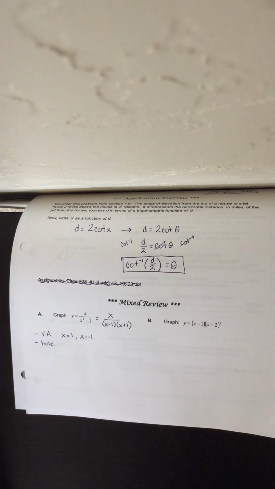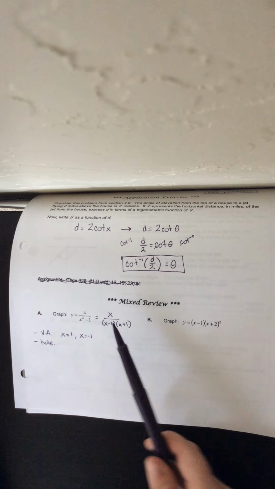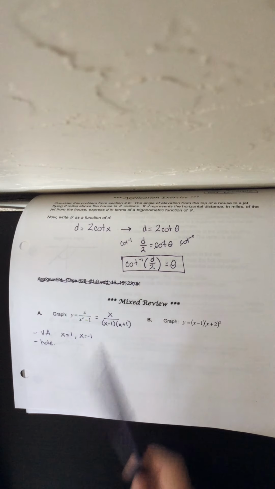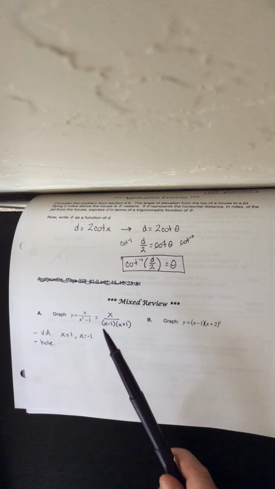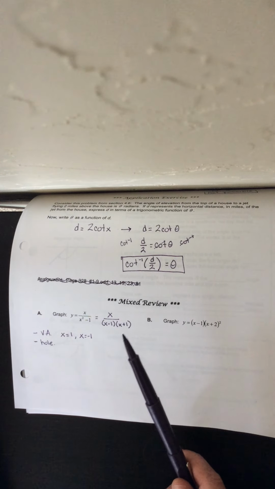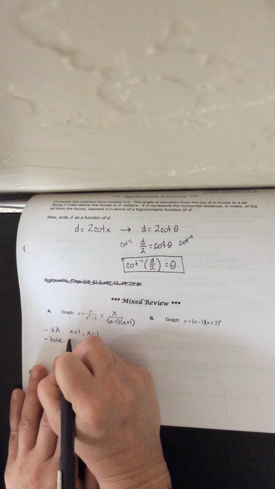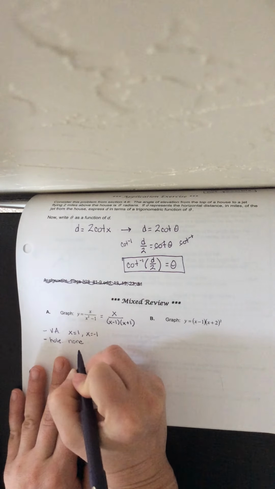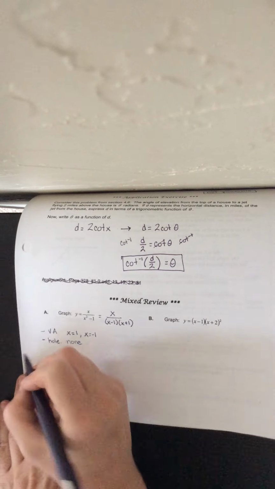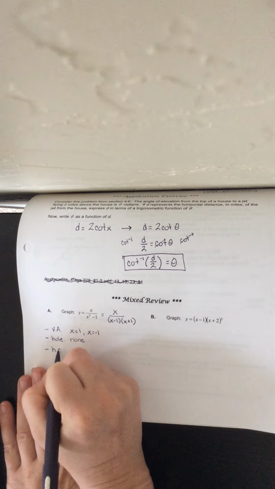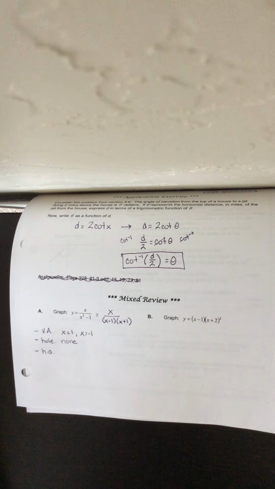Okay, so we need to check for a hole. If we remember, a hole occurs when something is a zero of both the top and the bottom. Well, the zero of the top is just zero. The zeros of the bottom are +1 and -1, so there's actually no hole here. So none.